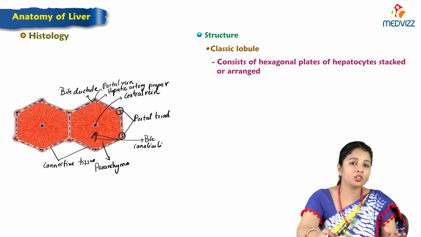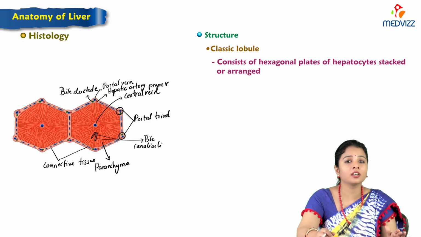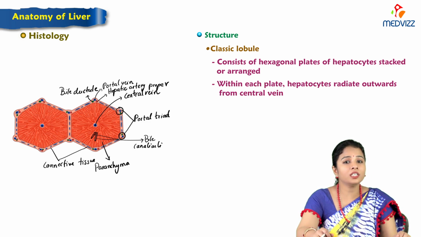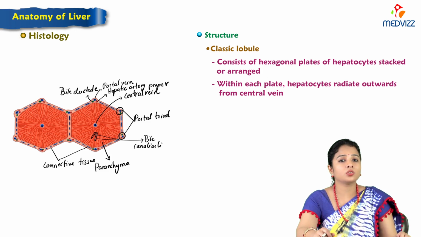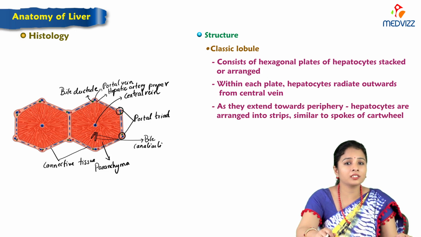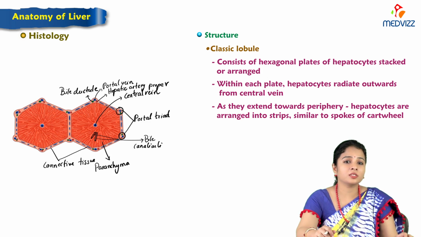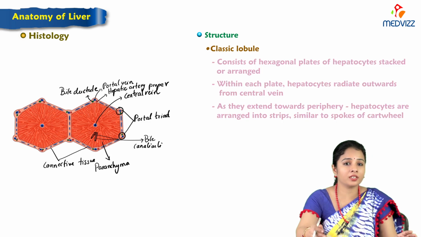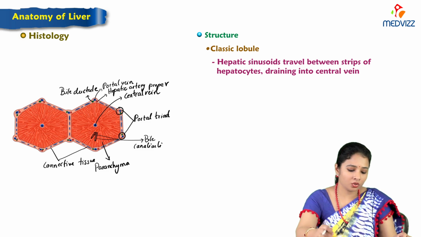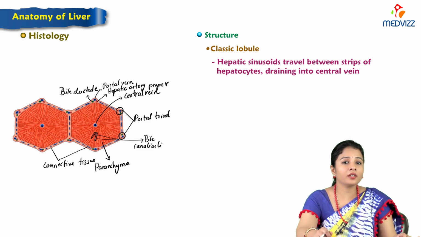It consists of hexagonal plates of hepatocytes stacked and arranged on top of each other. Within each plate, the hepatocytes radiate outward from the central vein. As they extend towards the periphery, the hepatocytes are arranged into strips similar to the spokes of a cartwheel. Hepatic sinusoids travel between the strips of hepatocytes, draining into the central vein. You can see here the central vein, where the hepatic sinusoids drain.